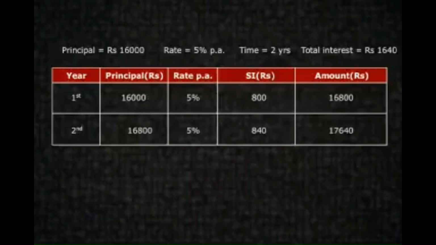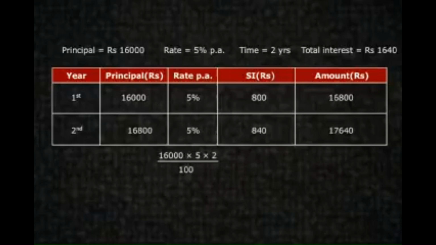Simple interest formula: 16,000 into the rate of interest 5 by 100 into 2 years. That gives you 1,600 rupees. So I would have had to pay only 1,600 and not 1,640, which I paid in the case of compound interest. So I end up paying 40 rupees extra.